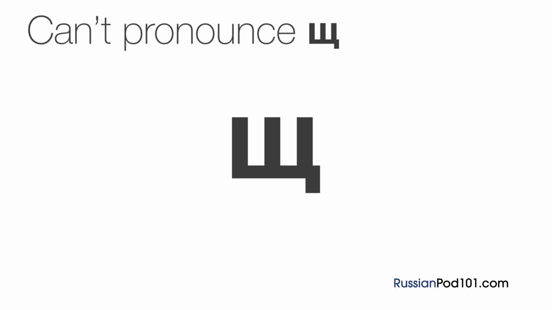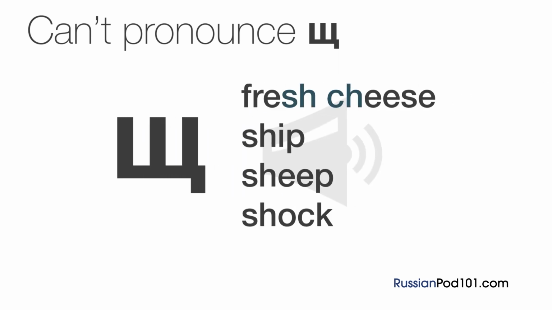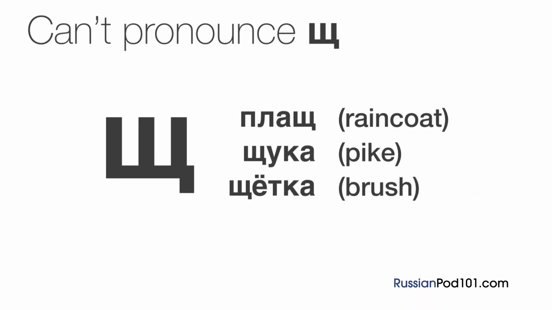Щ. This is another difficult sound for Russian learners. It should sound similar to the shch sound in the words fresh cheese, but a little softer, or like the sh in the words ship or sheep. Be careful though, because it's not the same as the sh in shock. The sh in ship forces the tongue to be raised higher than in words like shock. Listen carefully to the way that Katya pronounces this consonant.